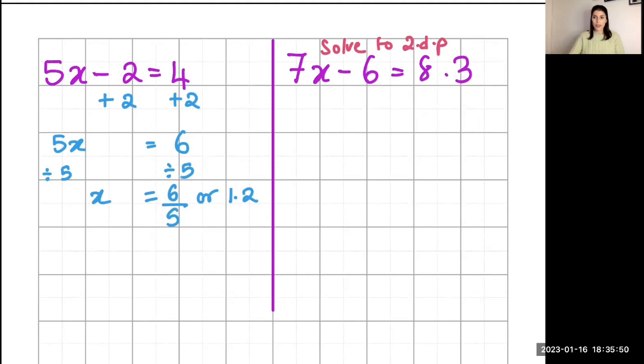Okay, so the first step, you have x times 7 take away 6 equals 8.3. So we're going to start by getting rid of that negative 6 by adding 6 to both sides. So then you're left with 7x equals 14.3.